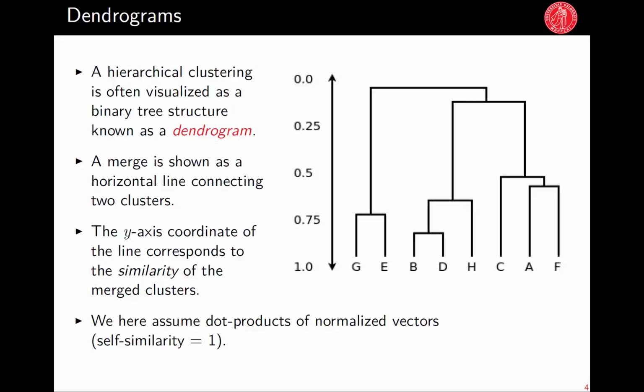So this is our first merge. Then we merged G and E. Then we merged this new cluster of B and D together with H, and so on, until we reach the top where we have a single root node, including all the objects in our collection. Okay, so just having this structure in mind is helpful for thinking about what is the end result of applying bottom-up clustering.